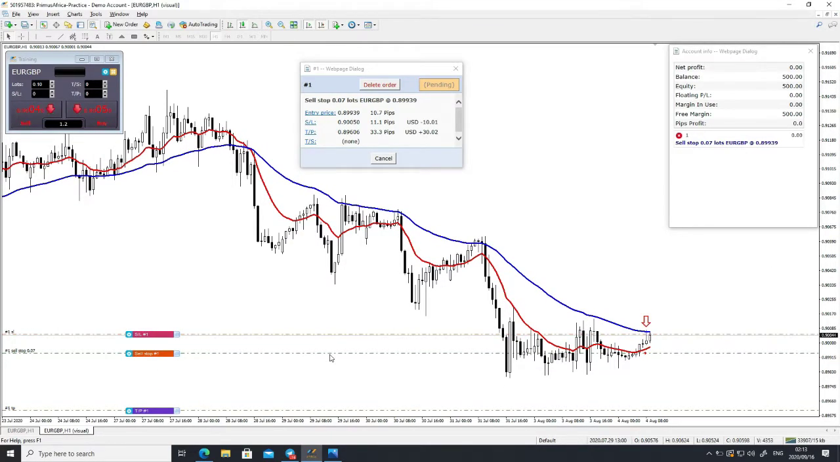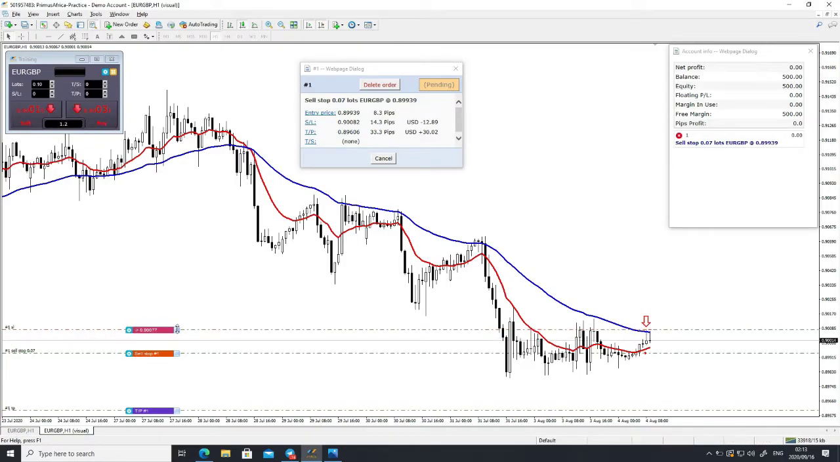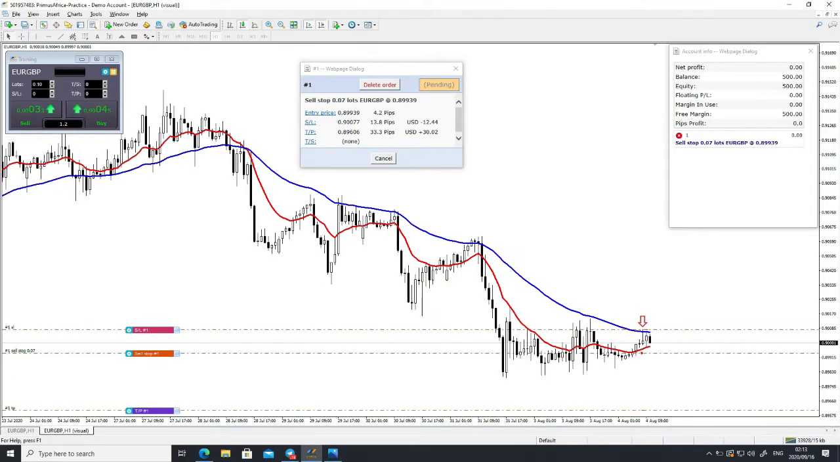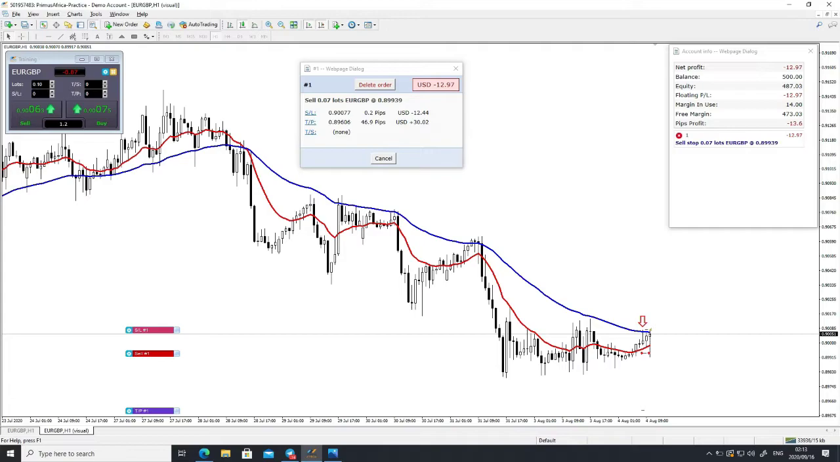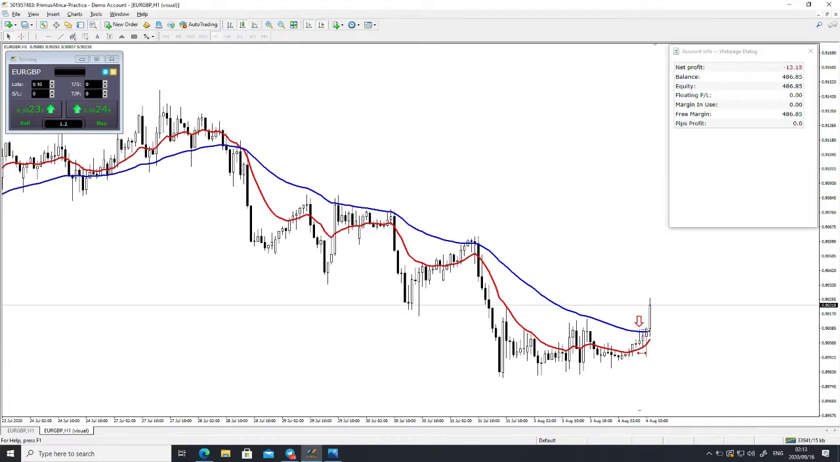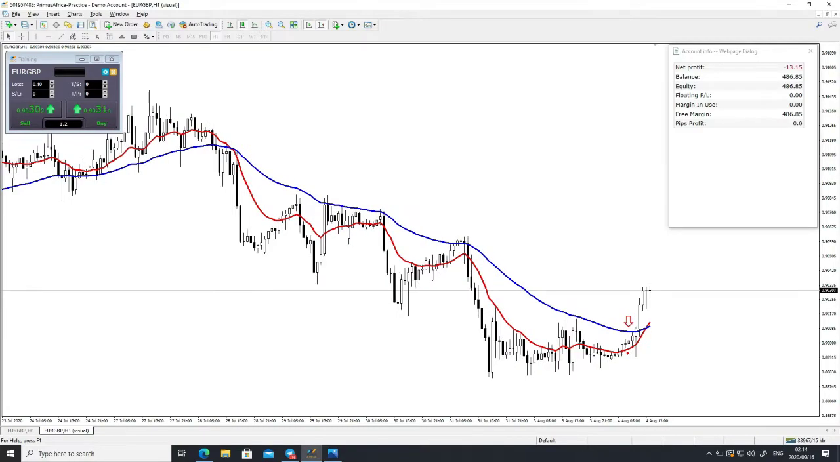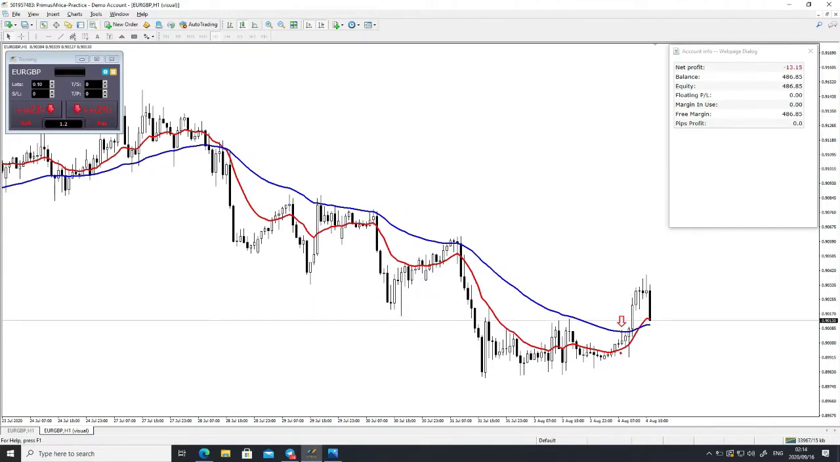Okay, let me just zoom out a bit. Okay, there we go. So let me just adjust the stop loss. There we go. Right there. Okay, so I think I should increase the speed a bit so that we see. Okay, so on that trade we lost $13.15. So that's not a bummer. Let's wait for another signal.